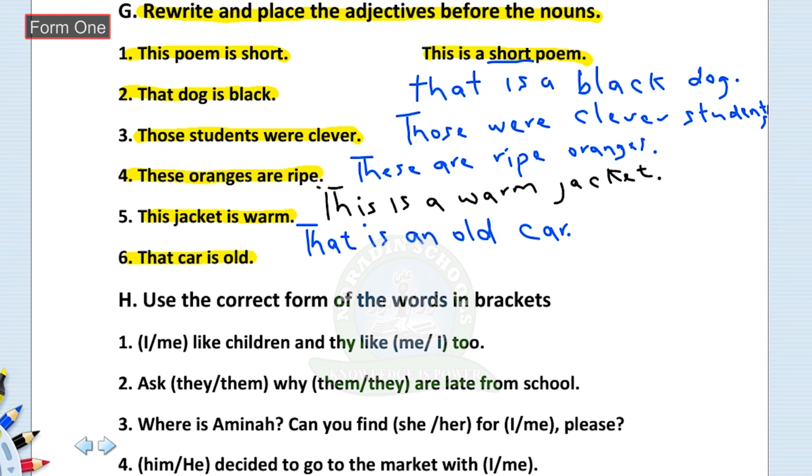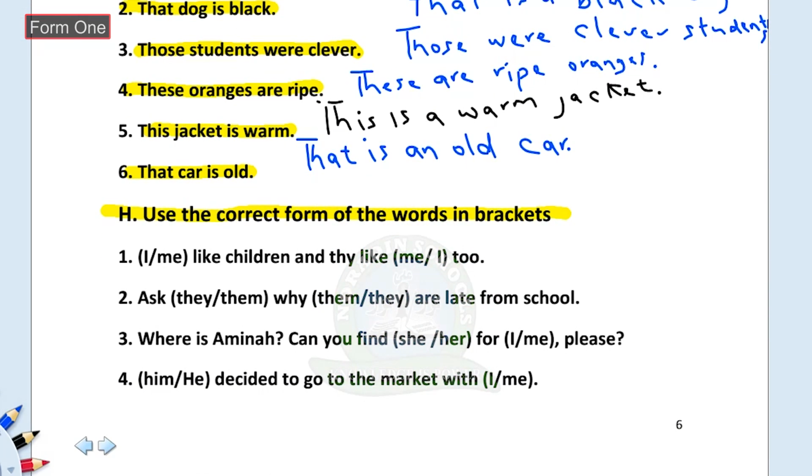Now let us move on to the next section, which is use the correct form of the words in brackets. These are personal pronouns. You have to choose the correct pronoun. Well, one, I, me, like children, and they like me, I too. Well, it should be I here. I like children, and they like me too.